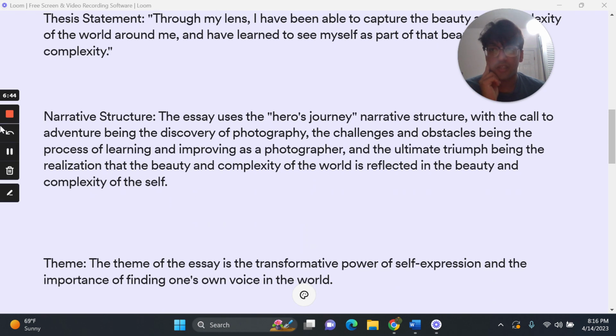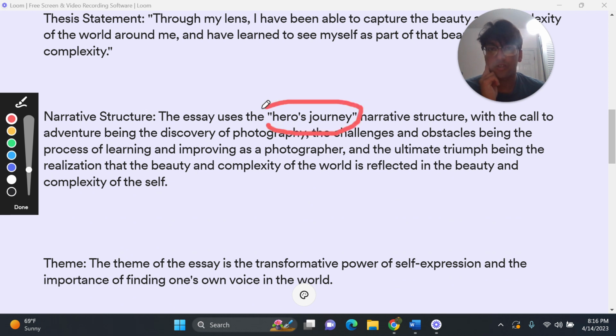Okay, the next thing is the narrative structure. Generally, most essays will have something called a hero's journey. And the hero's journey is kind of what is the journey that you're going under to develop and grow as a person. And so this essay is going to use the hero's journey by showing how they first discovered photography, the challenges and obstacles that they encountered, and ultimately the triumph in realizing that there's beauty and complexity in the world that is reflected by the beauty and complexity of the self.